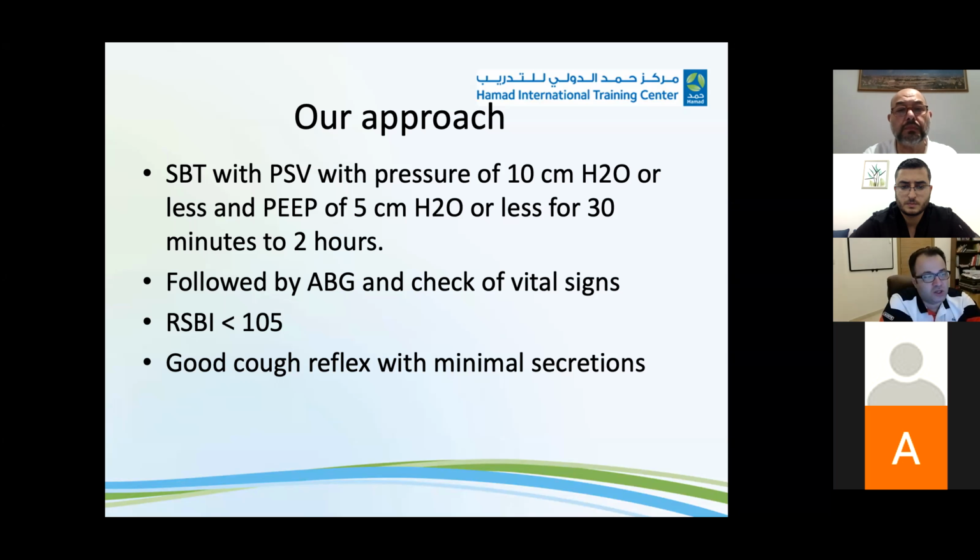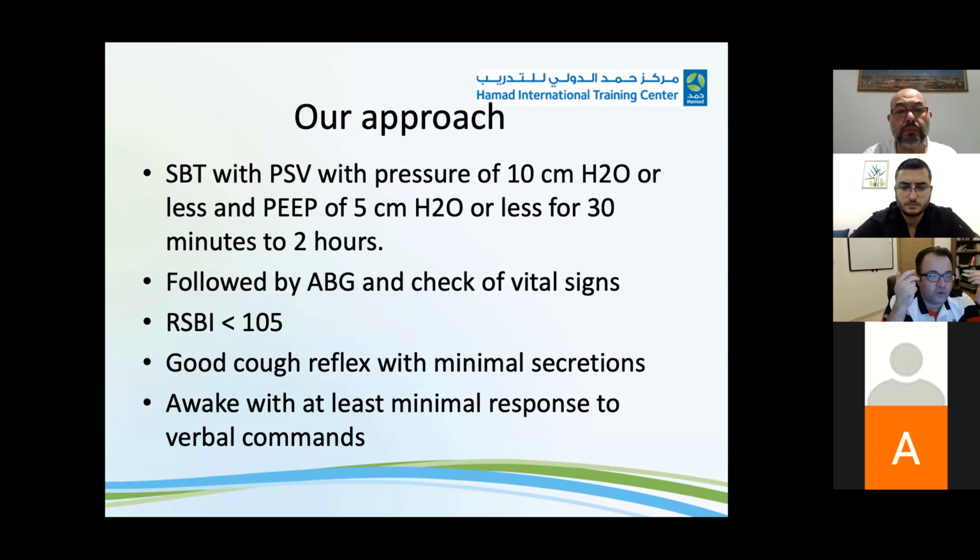Last but not least, other than the cough strength and the secretions, the level of wakefulness. If the patient is very drowsy, very sleepy, typically GCS less than 8, you should be careful because there's also a higher chance of re-intubation in these patients.